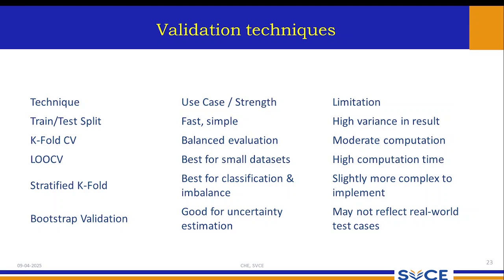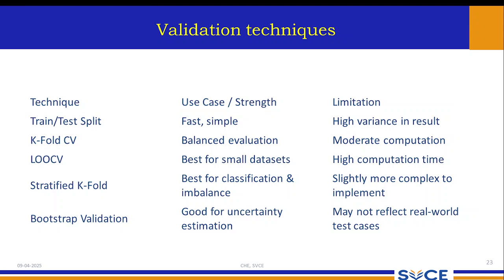Leave-one-out cross validation is best for small data sets, but the limitation is high computation. The time consumption is more for leave-one-out cross validation. We go for that case when the data set is very limited. Stratified k-fold is best for classification and imbalanced data. In that case, we can go for stratified k-fold, which is slightly more complex to implement. Compared to the moderate computation, it is slightly more complex.